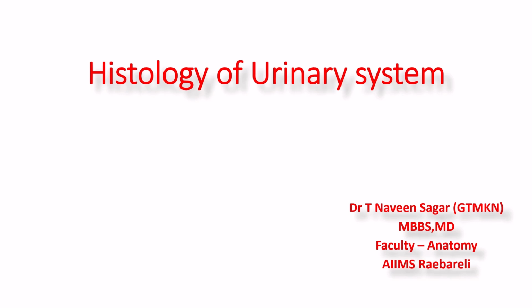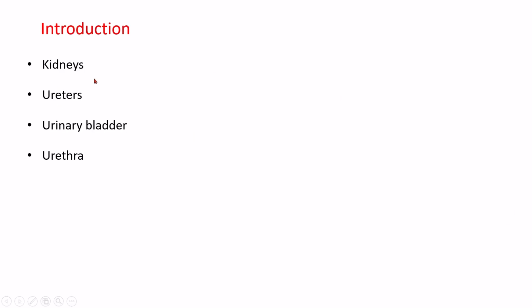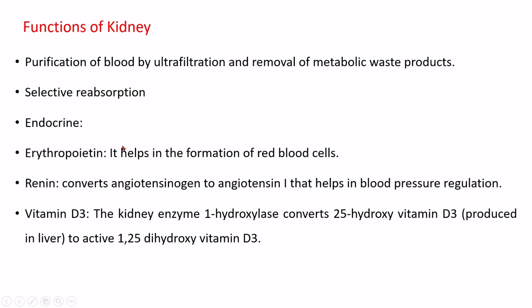So in this session, we'll deal with the histology of the urinary system, especially the kidney. The urinary system has kidneys, ureters, urinary bladder, and urethra. Coming to the kidney, it purifies blood by ultrafiltration and removal of metabolic waste products. It also performs selective reabsorption.